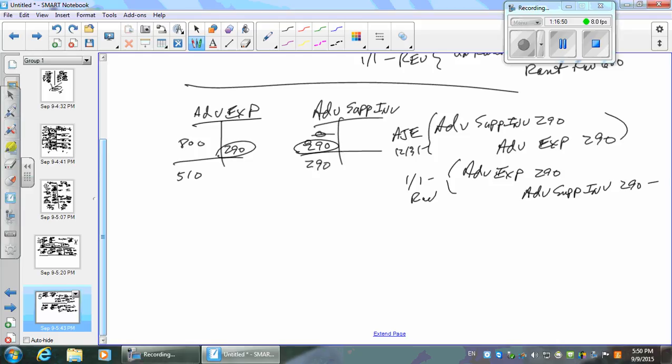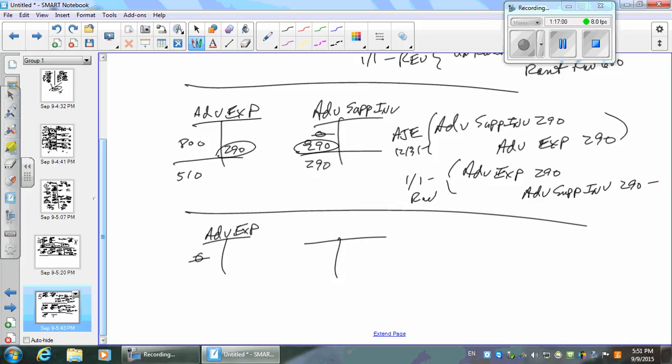Okay, anyway, all right. So let's say they'd done this instead. In advertising expense, they have nothing, right? In advertising supplies inventory, they have the whole 800. When they bought the supplies, they put them into advertising supplies inventory, right? What are you going to do as you use them up? Put them in expense. How much did you use up?